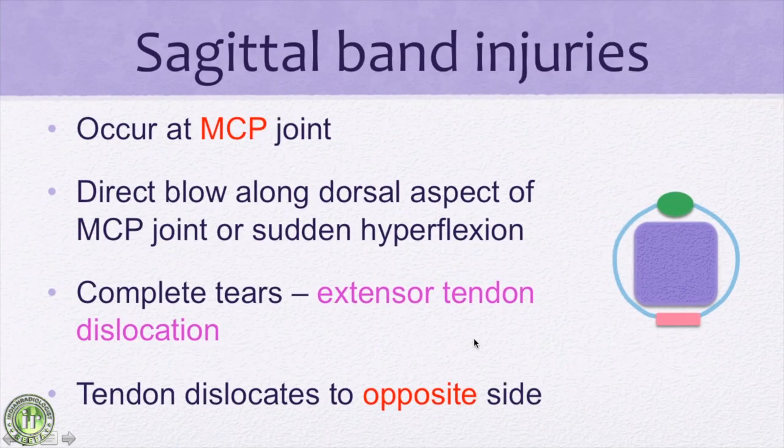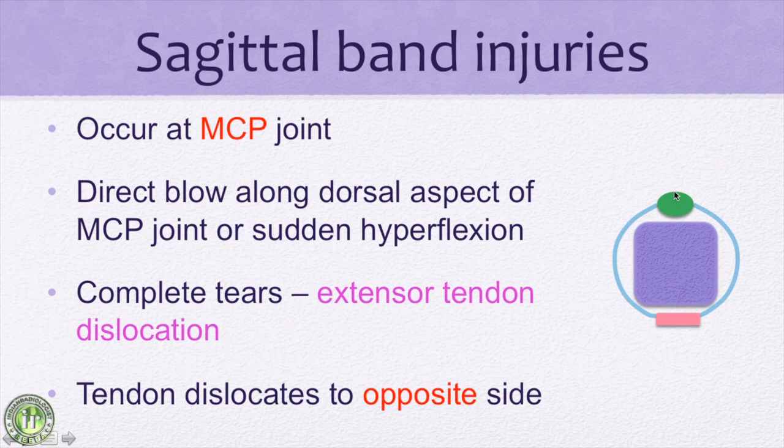Next, we look at the sagittal band injuries. So it occurs at the metacarpophalangeal joint. The mechanism is where there is a direct blow along the dorsal aspect of the MCP joint, or the MCP joint goes into sudden hyperflexion. Complete tears will result in extensor tendon dislocations. An important thing to keep in mind is that the tendon dislocates to the opposite side.